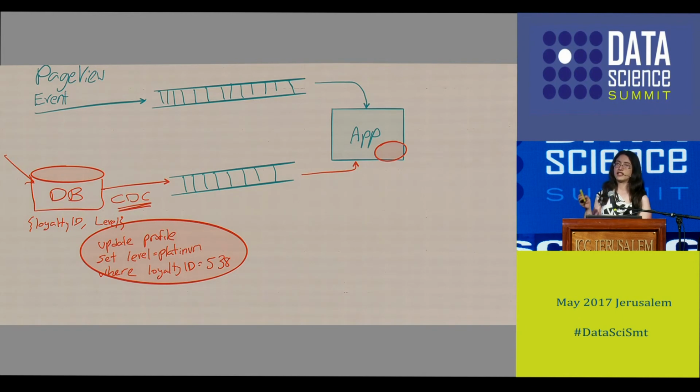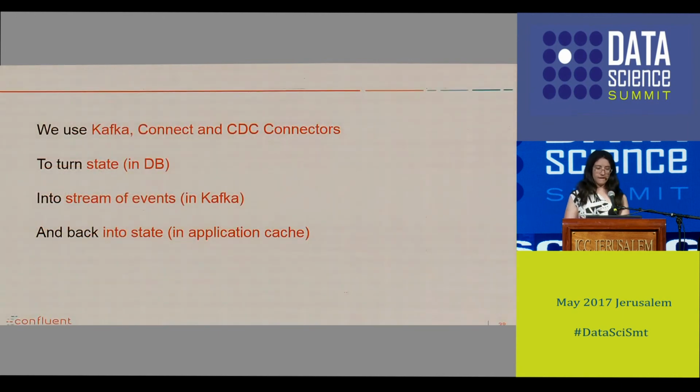It's called change data capture for those of you who come from the old school ETL world like I do. And it basically means that instead of looking at the table and seeing what it is right now, you get all the updates, inserts, etc., as a stream of events, which allows you to update the cache in your application. And now you can do this join that you always wanted to do. So we use Kafka with Connect, the CDC connector, to turn state in the database into a stream of events. And then we take the stream of events and turn it into a state in the cache itself.